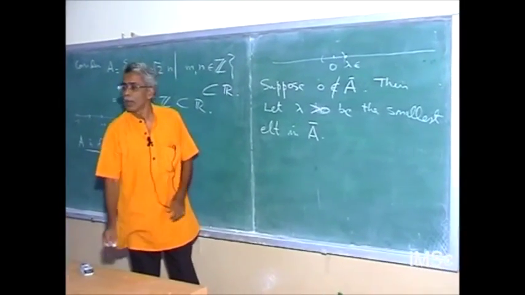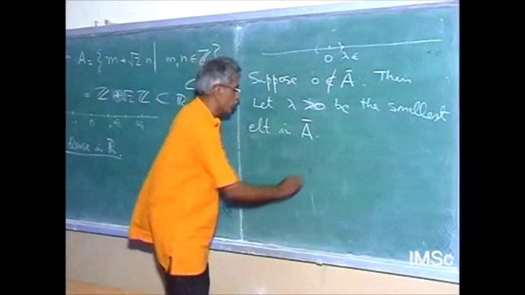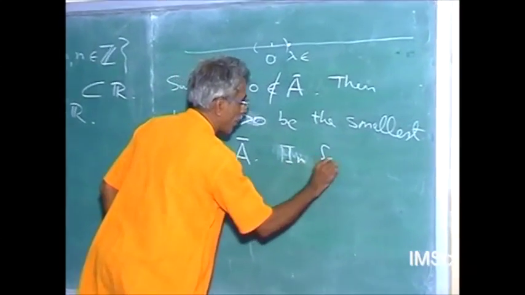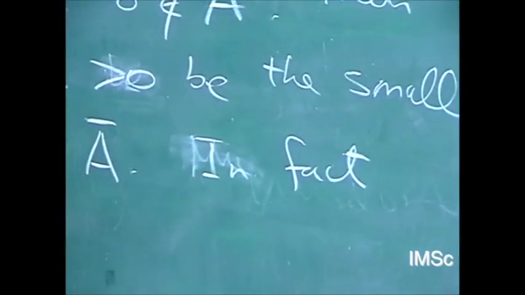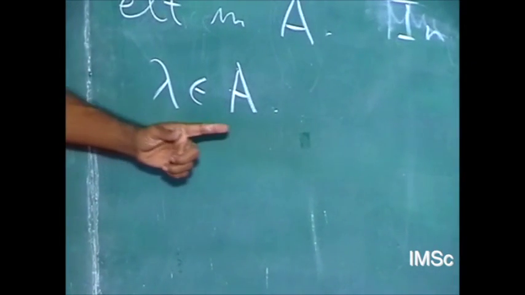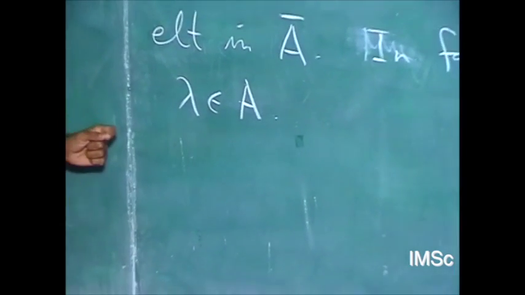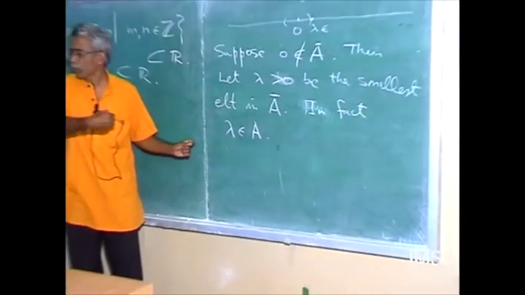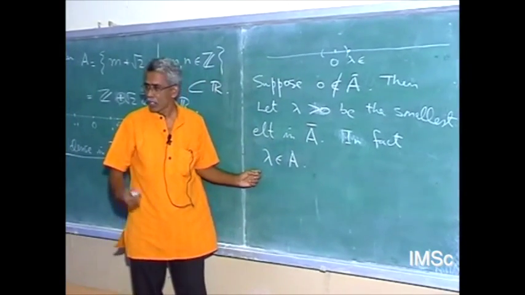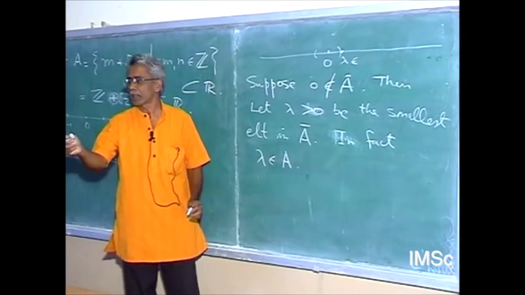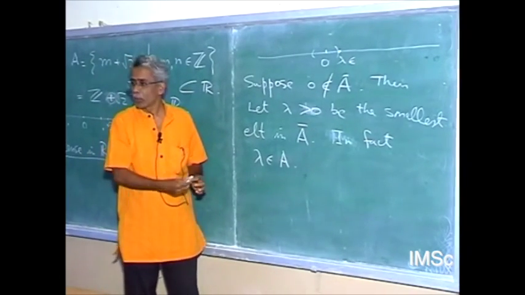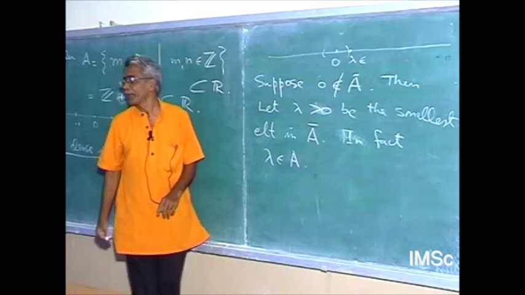Alright, now what you have to show, and this is not difficult to show, is that lambda itself belongs to A. If lambda is not in A, then lambda will have to be a limit point, meaning there will be a sequence of points lambda_n belonging to A converging to it. But if that happens, then I take differences, and the differences will converge to 0, but 0 is not a limit point, so it has to be the case that lambda itself belongs to A.